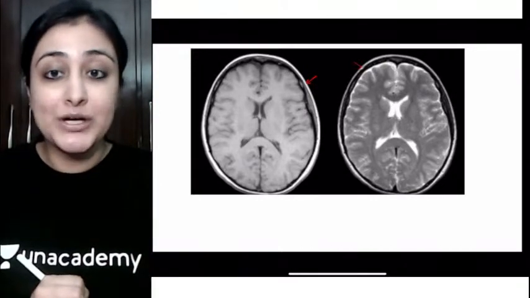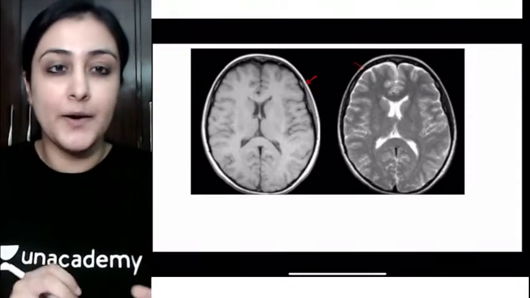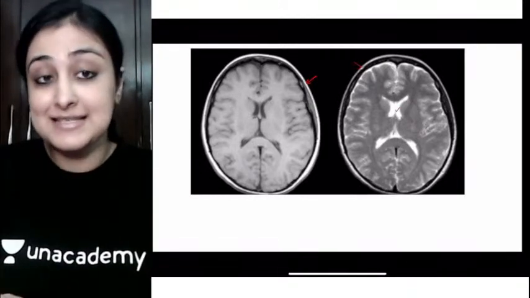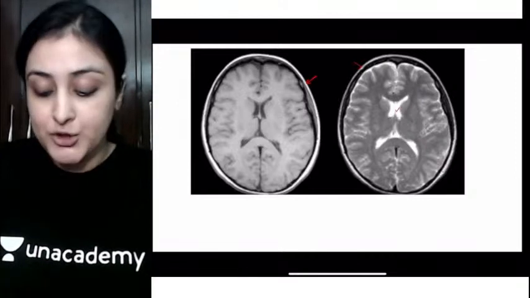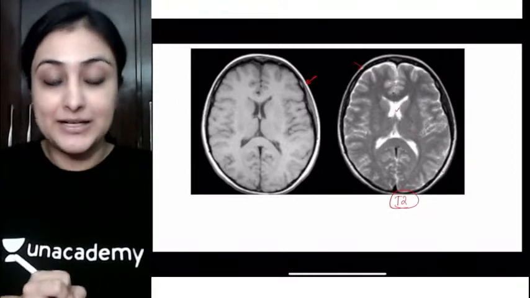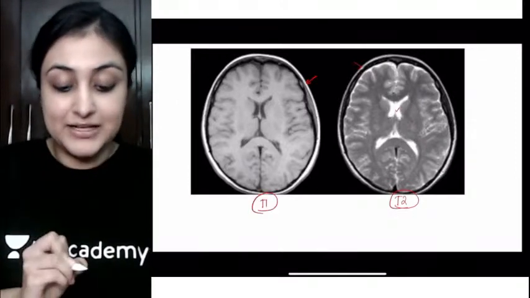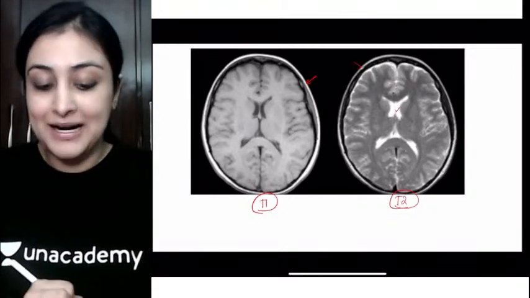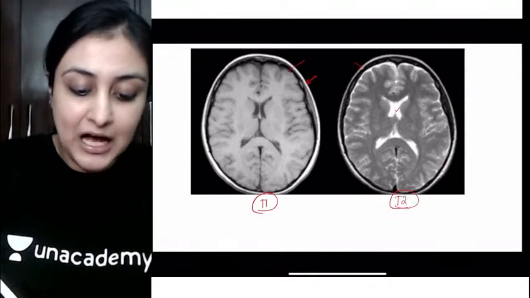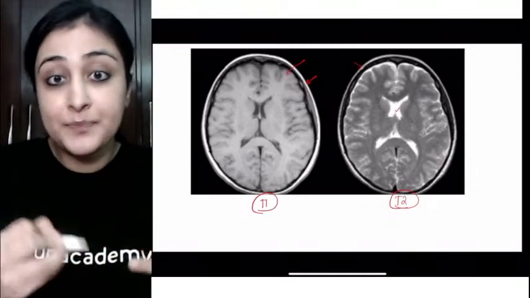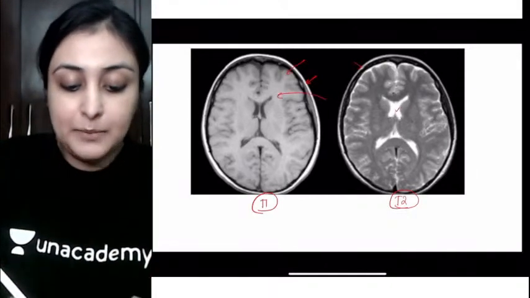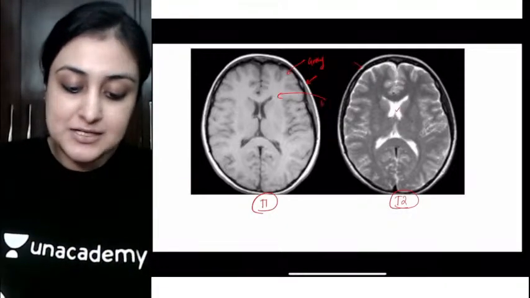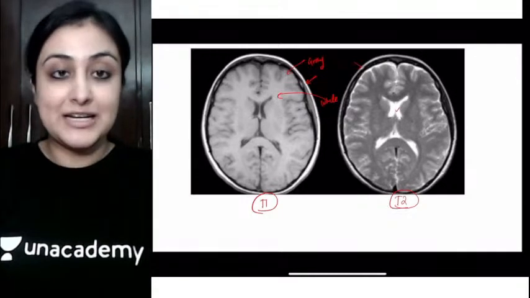Now let's look at fluid. Let's look at the basic difference, which is going to be fluid, which is going to be CSF. So when I see that CSF is white here, I know that this is a T2 weighted sequence and this is a T1 weighted sequence. Let's compare with gray matter, white matter. So what am I seeing here? The outer cortex, the outer gray matter is darker, it's grayer compared to the inner white matter. So it is living up to its name. So this is indeed a T1 weighted sequence.